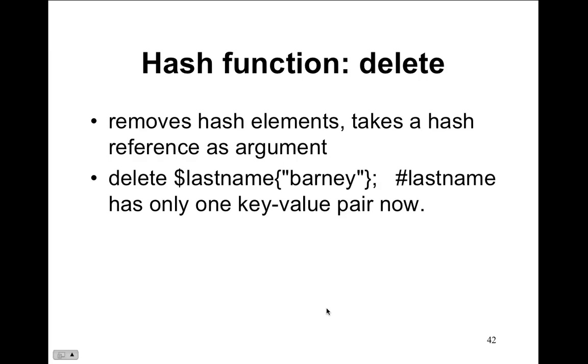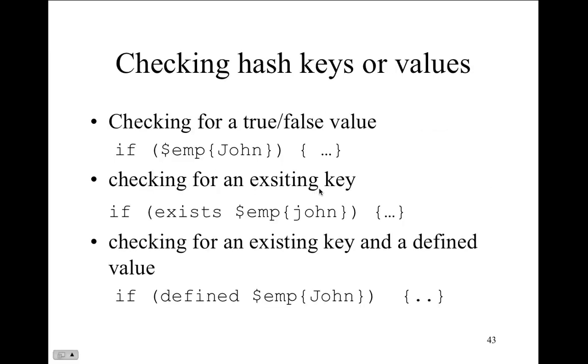The delete function removes hash elements, and takes the hash reference as an argument. So you delete the last name Barney, and now it has only one key value pair. We had Jerry Smith and Barney Flintstone, so now we just have Jerry Smith in there, one person in there. So you can delete easily.